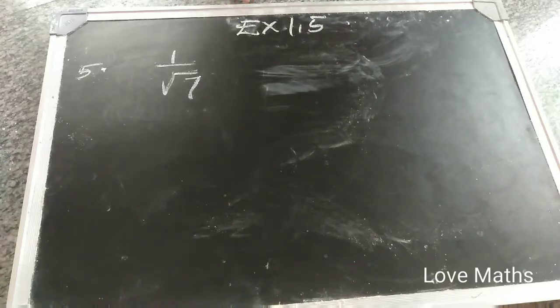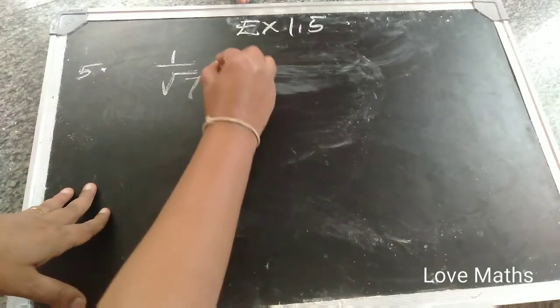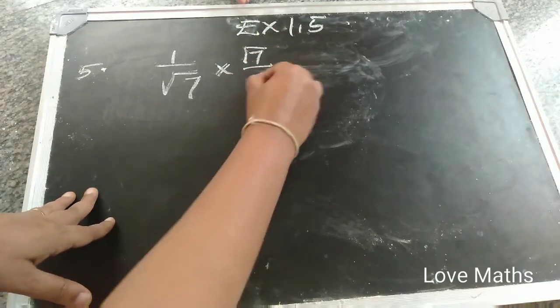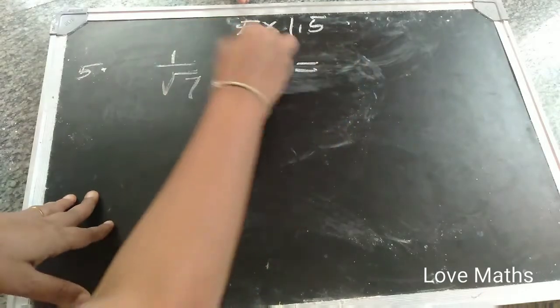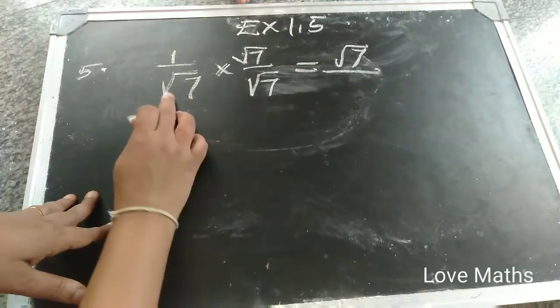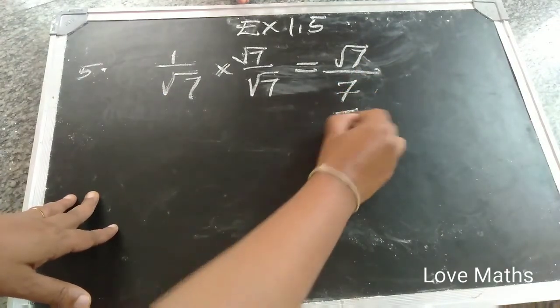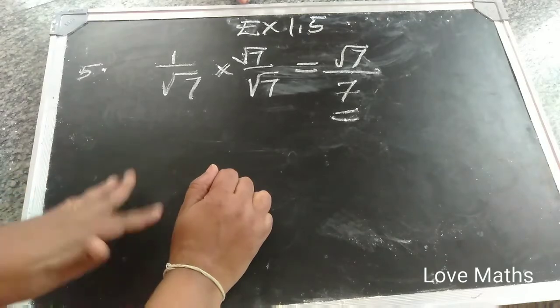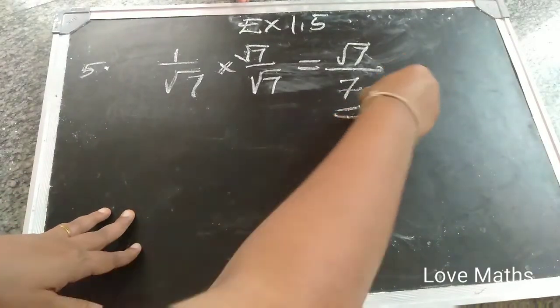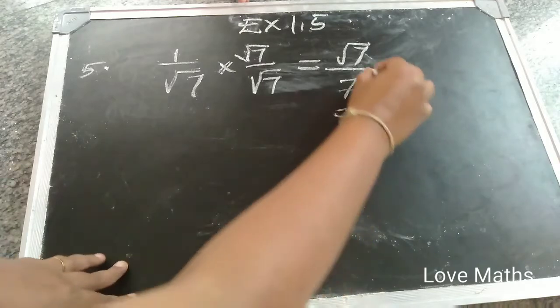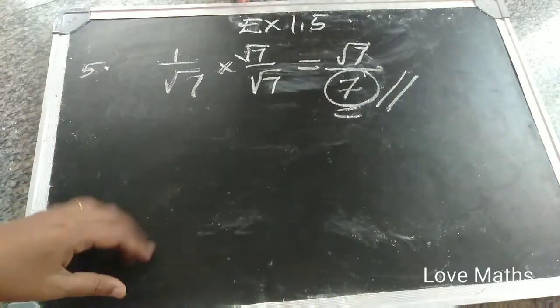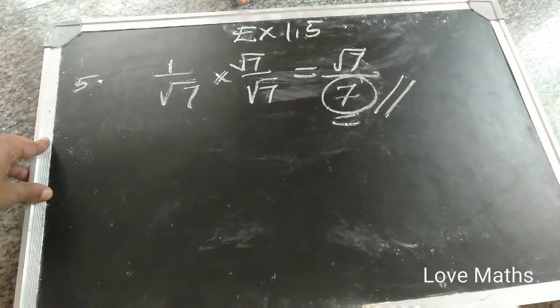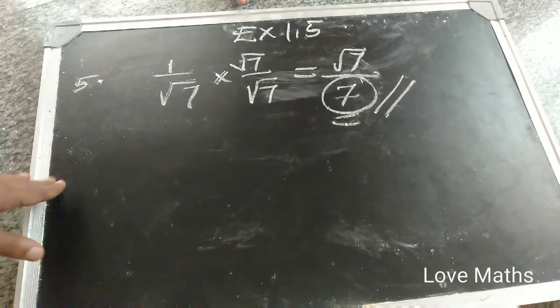I want to cancel the root, so what shall I do? I want to multiply the same number in both numerator and denominator. Now 1 into root 7 is root 7. Root 7 into root 7 is only 7; the meaning is root of 49, and root of 49 is 7. Rationalize the denominator means the denominator should be a rational number, not a root. This is the rationalization.